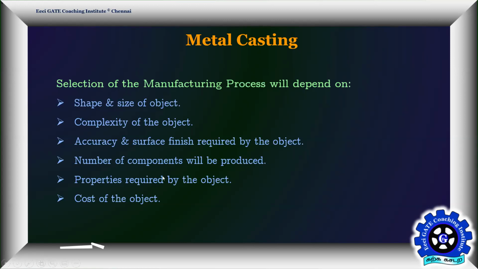Next is what property is required. Based on each process, the property of the object will vary. So which method I have to choose to make sure that the property I want will be acquired. And of course, every time you have to keep cost in your mind, because it's going to make a huge profit or a huge loss at the end if you're not selecting your manufacturing process appropriately.